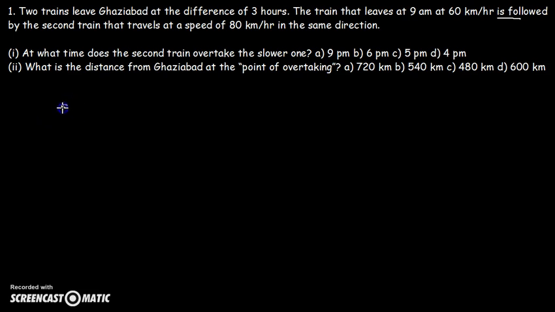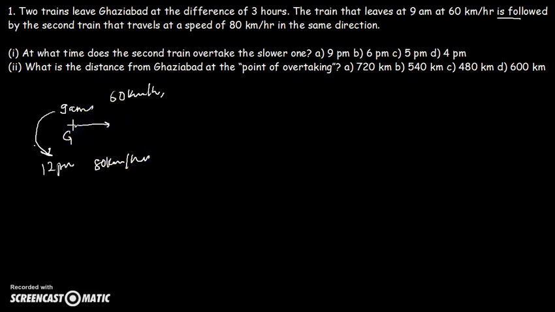So the scenario is, at 9 am a train starts from Ghaziabad. The second train starts at 12 pm. As they say, there is a 3 hours gap. This first train travels at 60 km per hour and the second train at 80 km per hour.